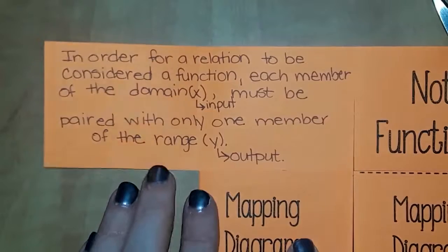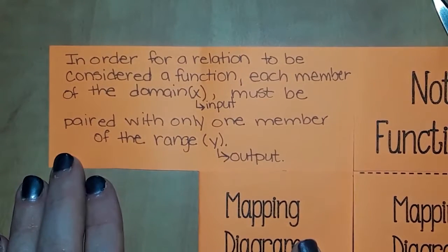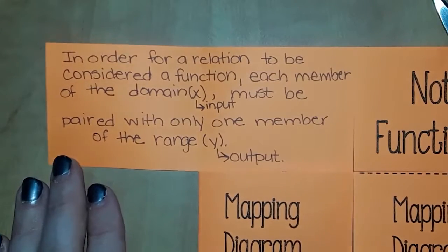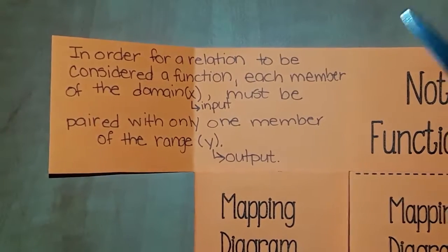And it says, in order for a relation to be considered a function, each member of the domain, your x or the input, must be paired with only one member of the range, that is your y, that's your output. So make sure you write this down, and you might want to pause and be able to write this in your foldable. Okay, the next thing we're going to talk about is a mapping diagram.